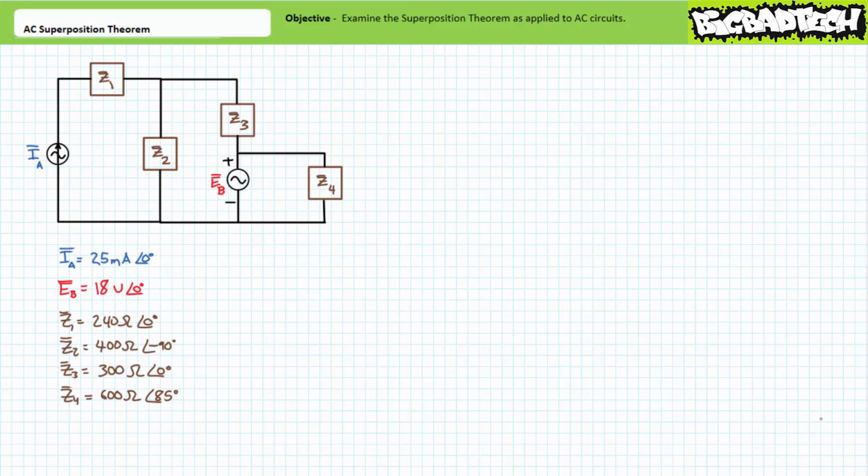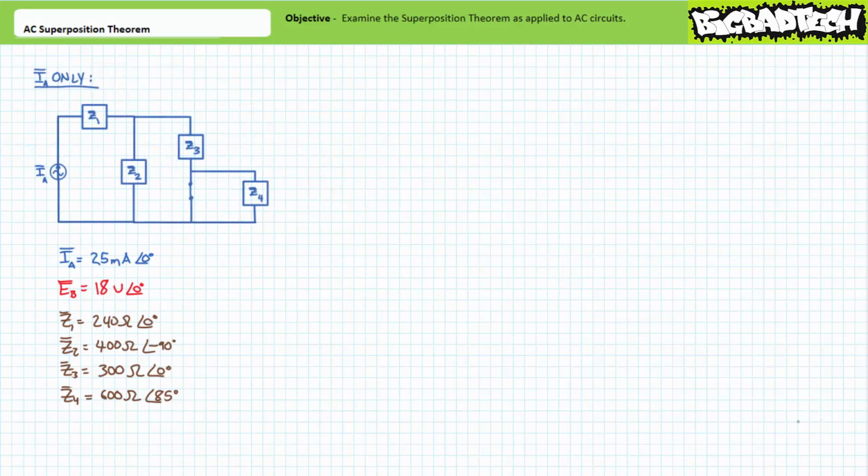Let's start this analysis from the perspective of a sinusoidal current source IA. This means we need to remove the voltage source EB by replacing it with a short or a low impedance path. Note when we redraw the as-analyzed circuit, including the short, the nature of this circuit has fundamentally changed.